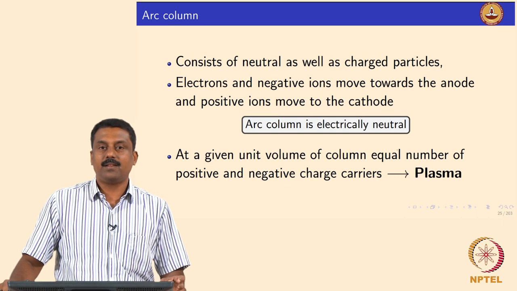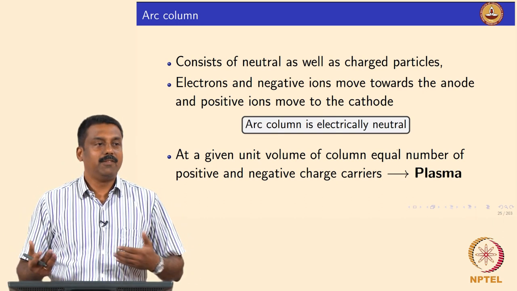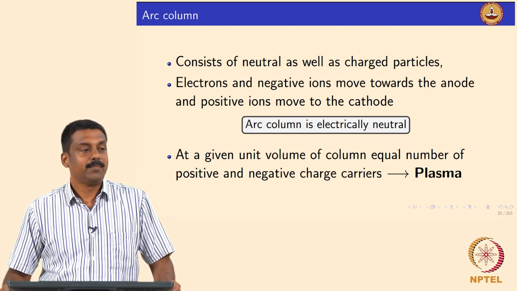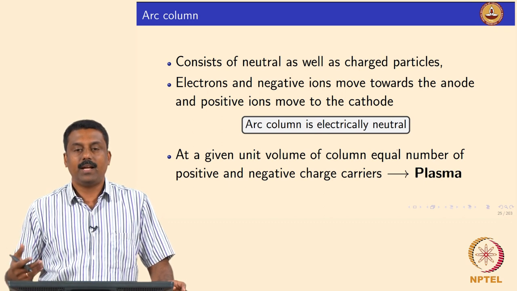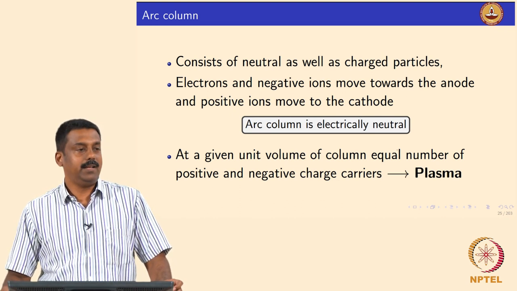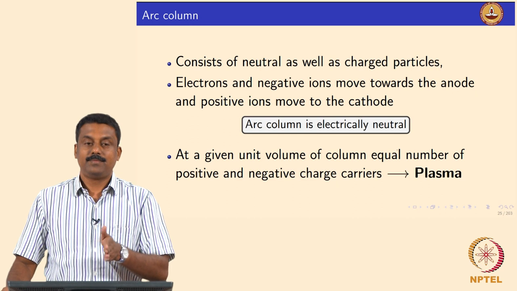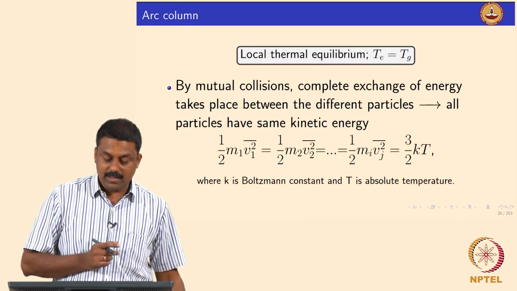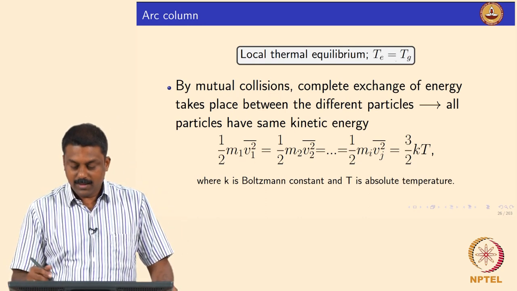The arc column, again to recall, consists of neutral as well as charged particles. Obviously, the electrons and ions move to the respective electrodes based on their charges. Electrons travel towards the anode, ions travel towards the cathode. Because of the equal number density of positive and negative charge carriers, you maintain electric neutrality. Once you achieve that electric neutrality, you can claim that you created a plasma, right? And the mutual collisions between the electrons and ions ensure local thermal equilibrium, so the temperature of electrons and the gas temperature are more or less equal.